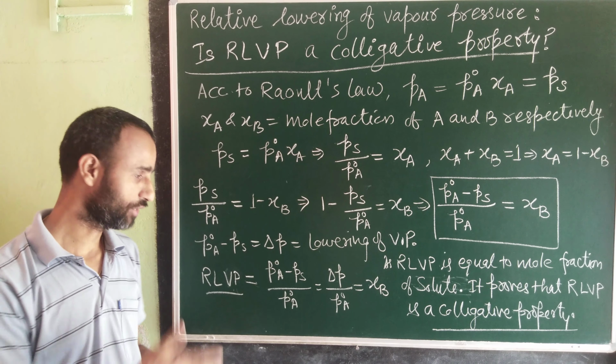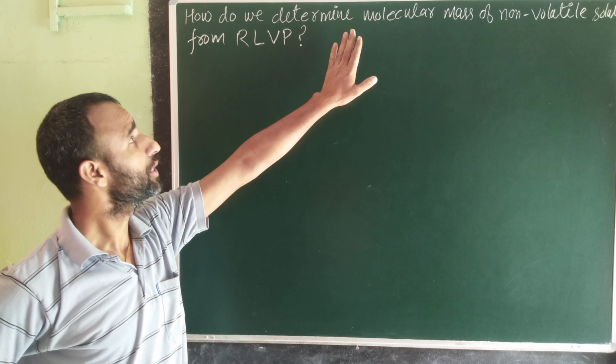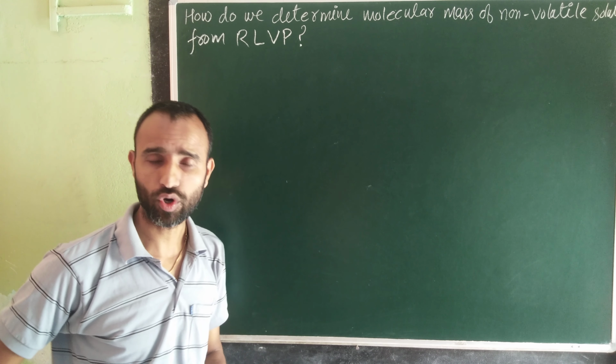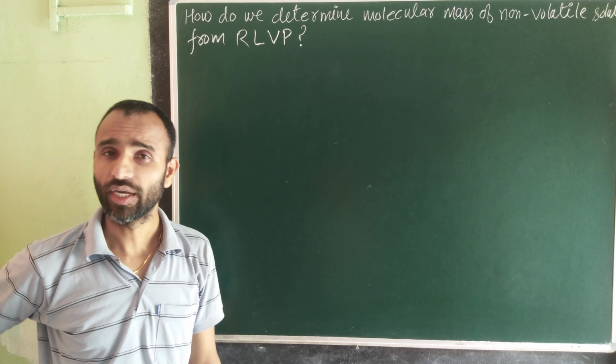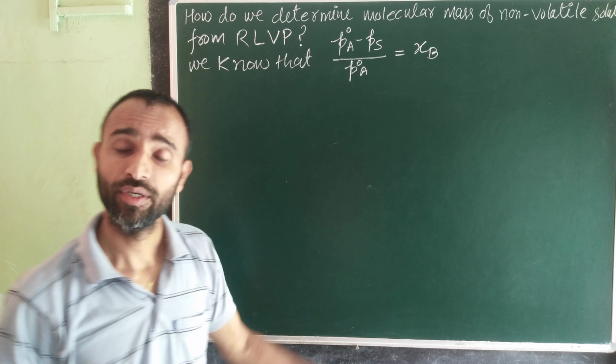So first we proved that relative lowering of vapor pressure is a colligative property, that is also known as Raoult's law for the solutions containing non-volatile solute. Now we should determine the molecular mass of non-volatile solute by using relative lowering of vapor pressure. So as we know, we start with that P naught A minus Ps over P naught A is equal to XB. That we have already proved.